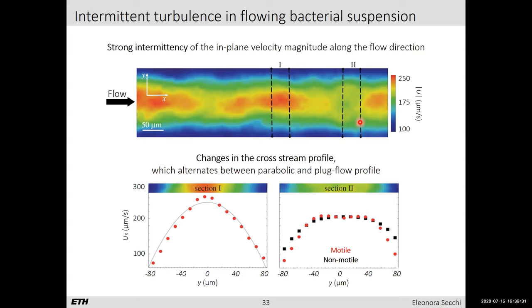If we take the flow profile in the fast region, we see a shape that is more than parabolic. The gray one is the ideal parabolic flow we would get with polystyrene particles, for example, in our geometry. And we can see that it is more peaked in this case. While in the green part, the slow one, we see a plug flow. If we now take a non-motile suspension by just killing the alive suspension, we see that the plug flow profile is very nicely reproduced. So we have an alive behavior and a non-motile behavior in the same profile, and they keep switching. This is what we called intermittency.